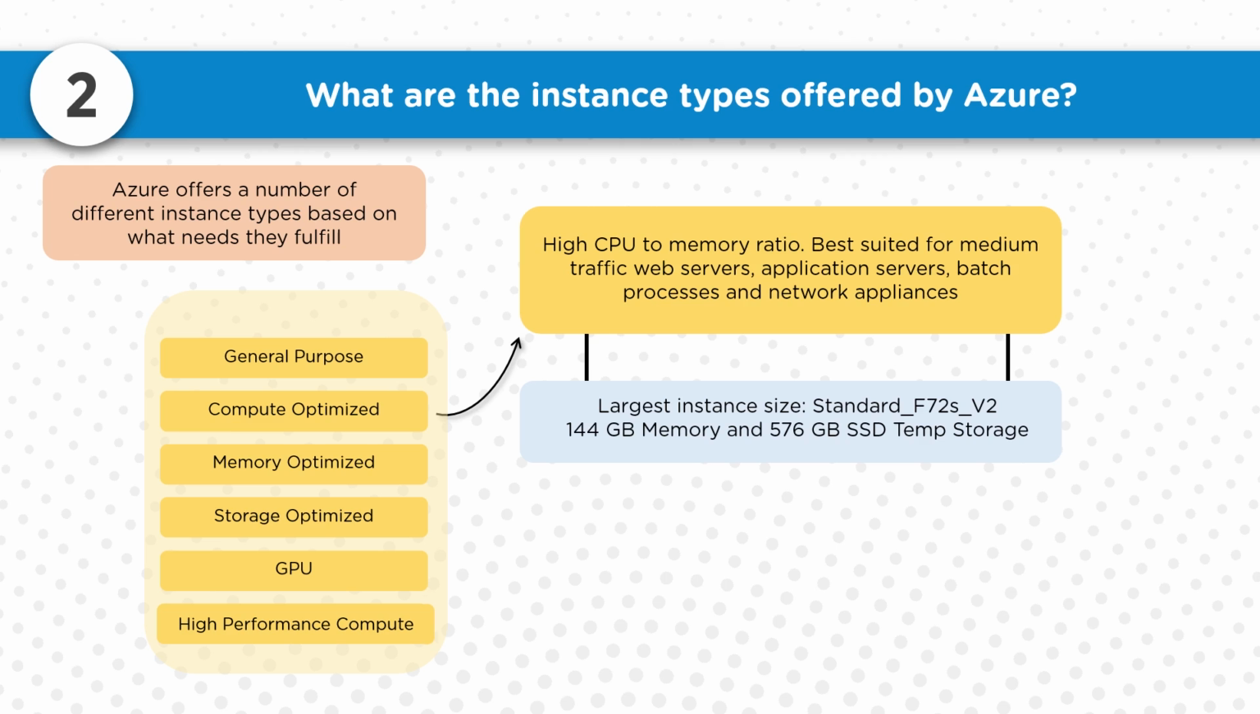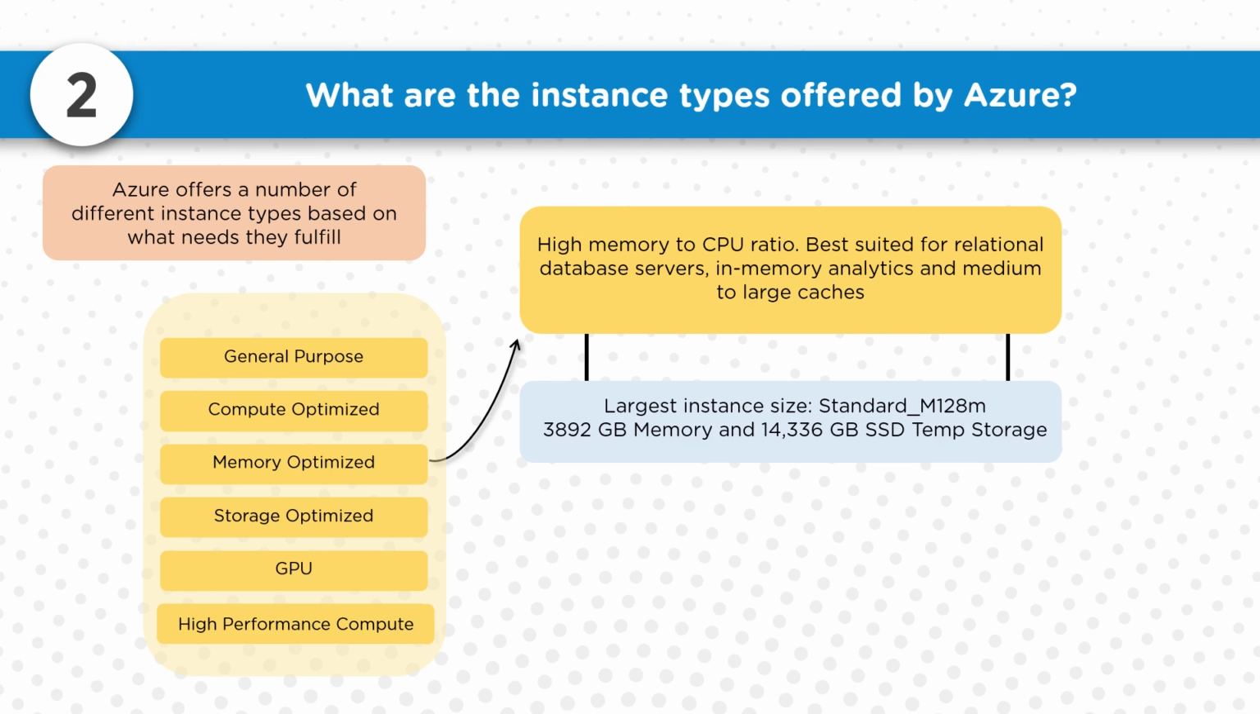And the largest instance size type is Standard F72s v2, and here we get 144 gigabytes of memory and 576 gigabytes of SSD temporary storage in compute optimized VMs. In the same lines, memory optimized VMs offer a high memory to CPU ratio, and are great for databases. Databases require more memory, so it's a great fit for a database, and for medium to large scale caches, and applications that require in-memory analytics.